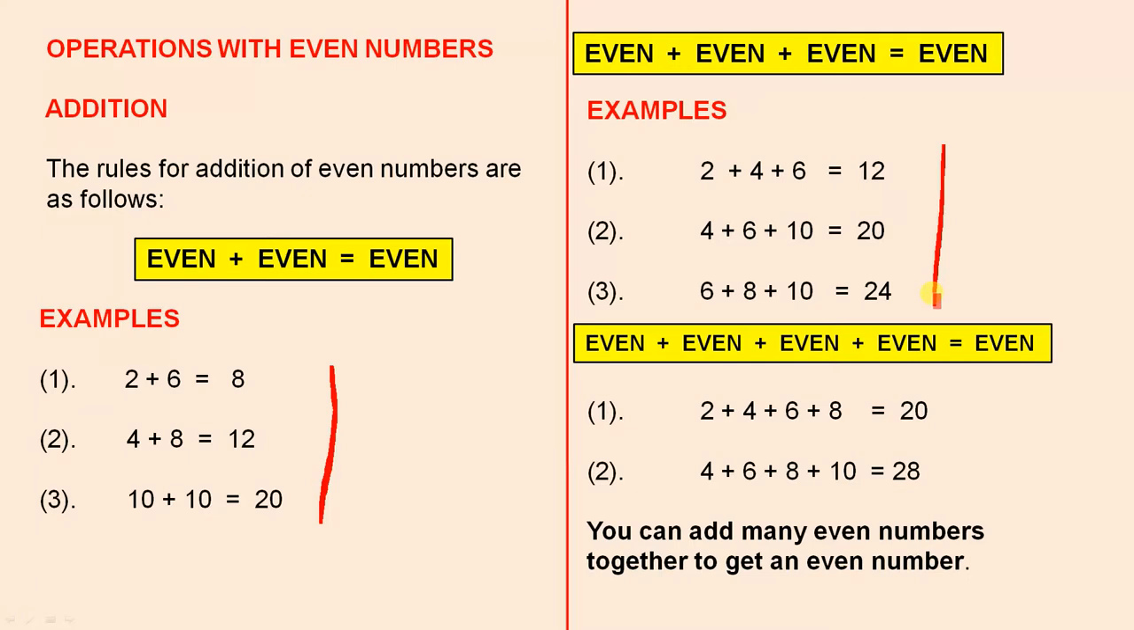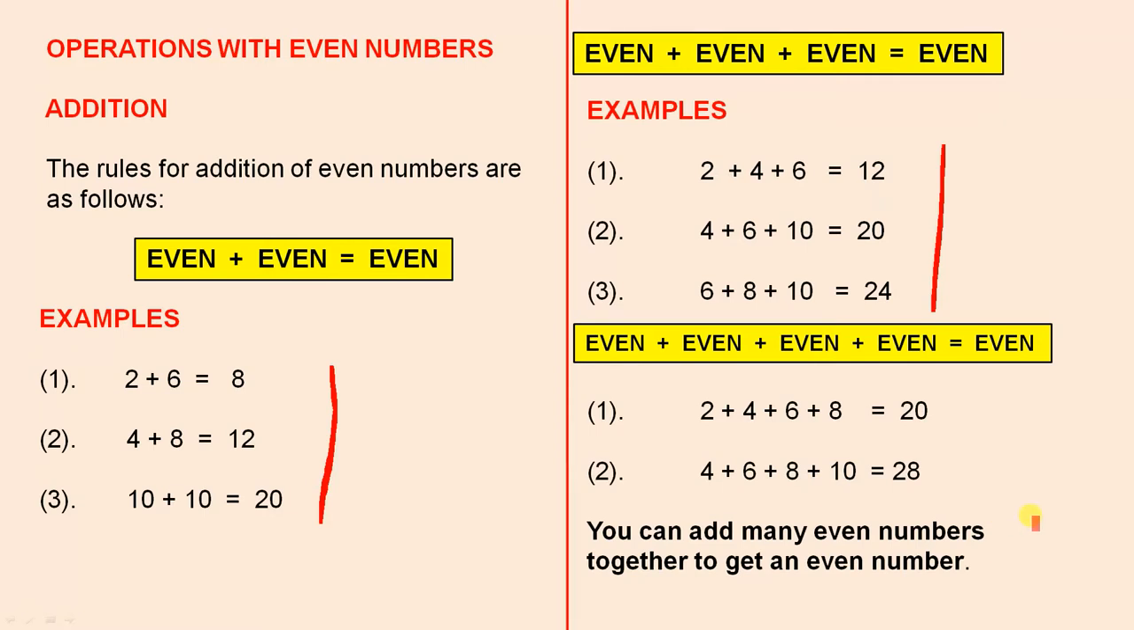And these are very good examples here. So if you look at them carefully, in each case we're adding 3 even numbers together, and we're getting an even number in each case. The next rule, if you add 4 even numbers together, you get an even number. And here are 2 perfect examples.